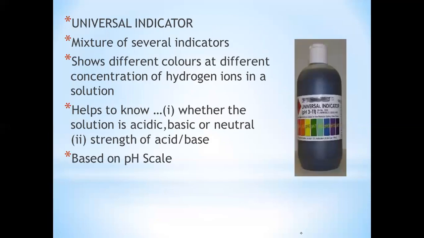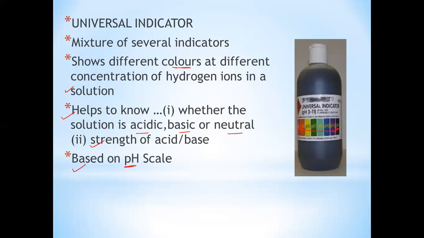Universal indicator is a mixture of several indicators, and it shows different colors. See on the bottle. It shows different colors at different H positive ion concentration present in the solution. It helps to know whether the solution is acidic, basic or neutral, but also helps to know strength of acid or base, and it is based on pH scale.